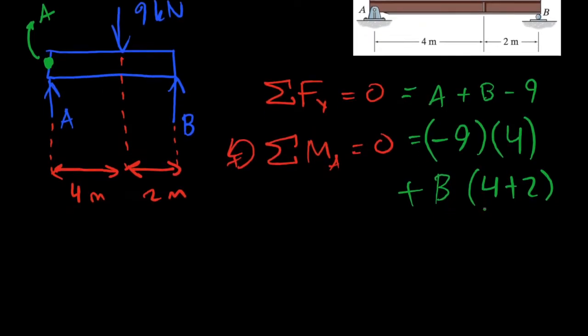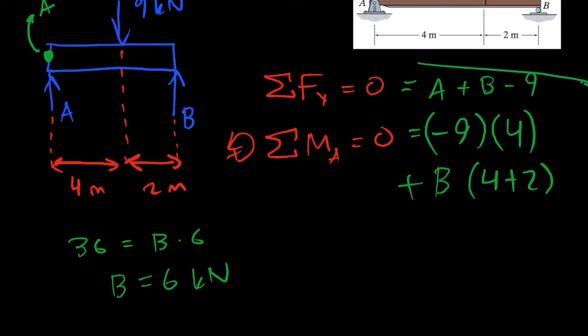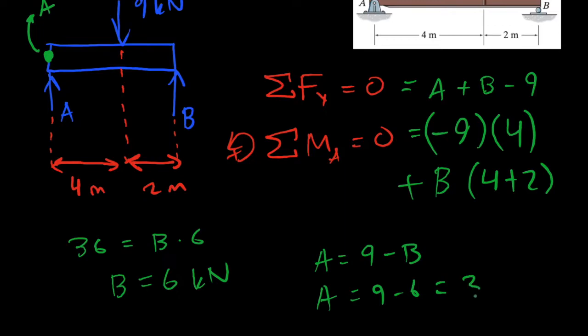So let's solve these. We rewrite the moment equation as 9 times 4, which is equal to 36, equals B times 6. This is simply B equals 6 kilonewtons. So now that we have the magnitude of B, we can use the total summation of force in the y direction equation, given here, to calculate the magnitude of A, which is A equals 9 minus B, and A equals 9 minus 6 equals 3 kilonewtons.